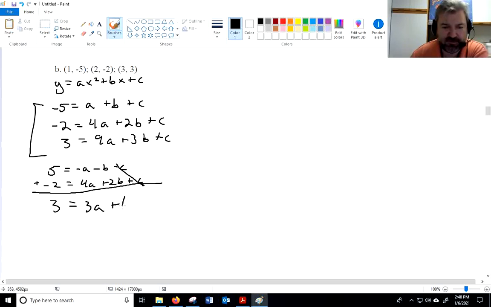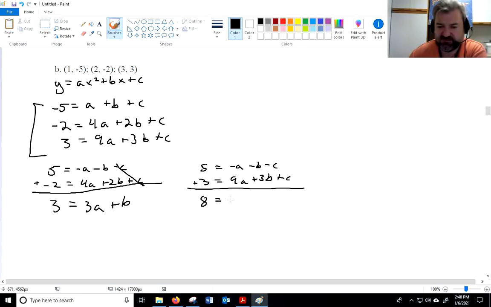3a plus b. All right, next I will use the top equation again, but this time with the bottom equation. So we multiply the top equation by a -1. And the bottom equation will look like this. Adding them together gives me 8 equals 8a plus 2b. I'm going to divide this by 2, giving me 4 equals 4a plus b. All right, I need to solve these two equations together.